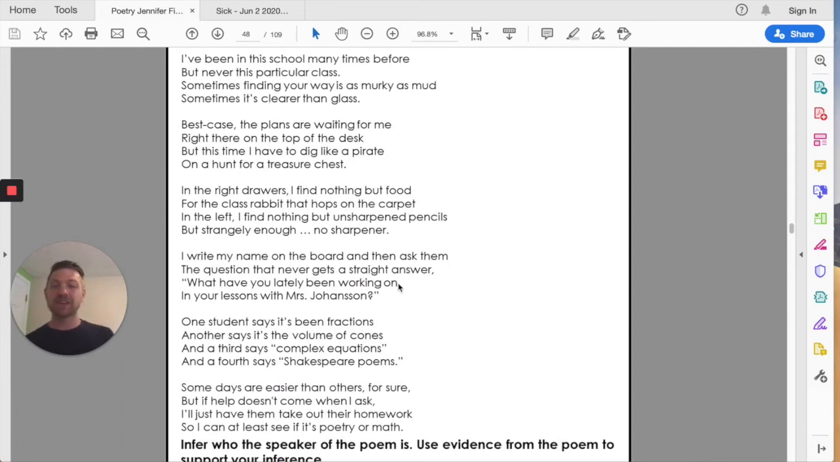So trying to figure out who the speaker was helps us understand the poem better. Notice it never says in here, this poem is written by a substitute teacher, or I am the substitute teacher. Sort of the fun of it, the basking in it, the enjoyment of it, comes from figuring out that it was a substitute talking. I hope that makes sense.